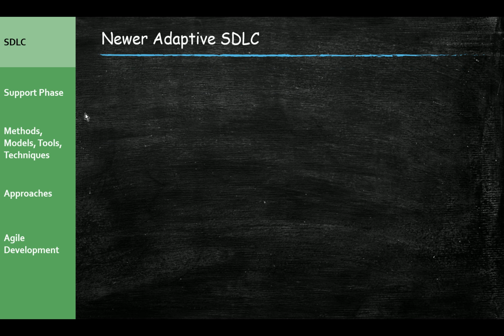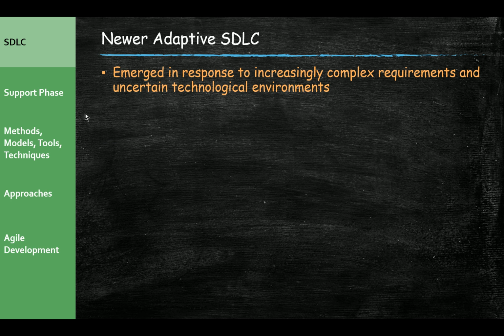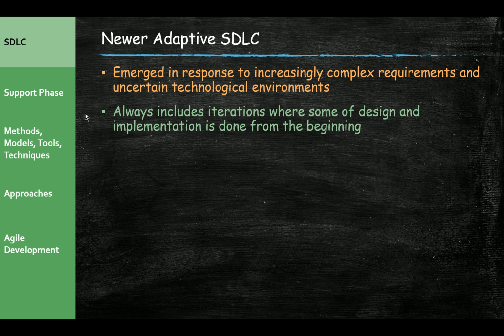So adaptive SDLC, our book says, emerged in response to increasingly complex requirements and uncertain technological environments. It always includes iterations where some of the design and implementation is done from the beginning. This is kind of the model of what it looks like. You've got these axes, and we sort of spiral around those axes. Maybe each one of these two axes forms 4 quadrants.